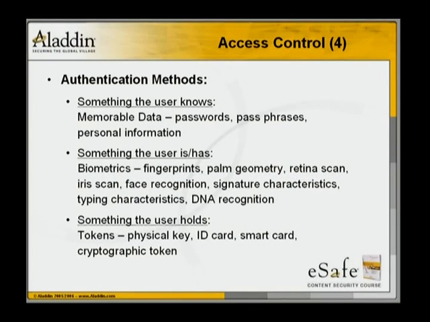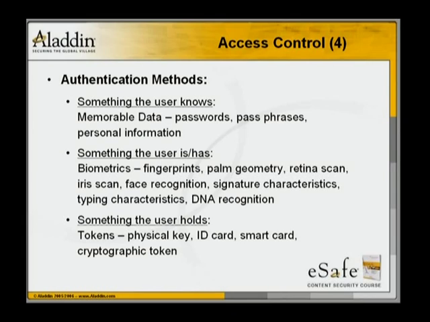Let's speak a little bit about authentication methods. So, something the user knows. This is one way of authentication. A very common example of something the user knows is memorable data, such as passwords, passphrases, or personal information. In a late survey they did, they found out that the password is usually something in regards to the user's personal life, such as the wife's name, the kid's name, his social security number, or his hobbies. Let's say I like tennis, so my password would be tennis.